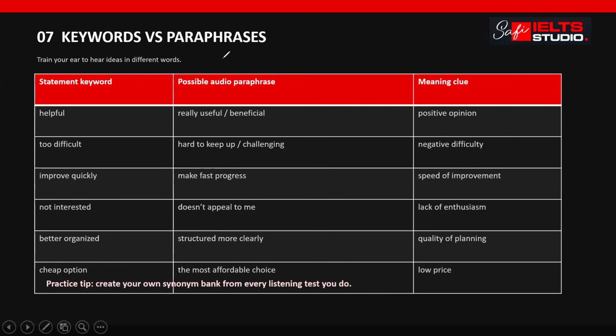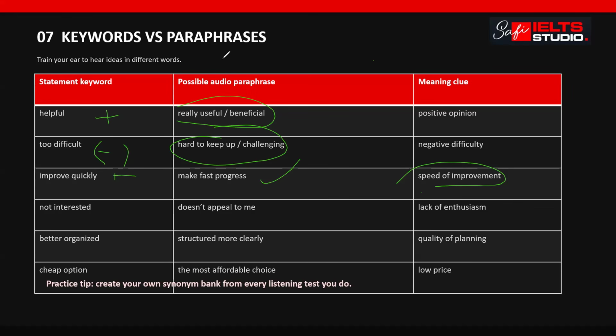Thank you. So the first word, as I said, is positive. The second word is negative. And train your ear so that you're going to hear different paraphrases. Can you see, "improve quickly"? So improve quickly, what does it talk about? It talks about the speed of improvement. And it's positive, not negative. So "make fast progress."